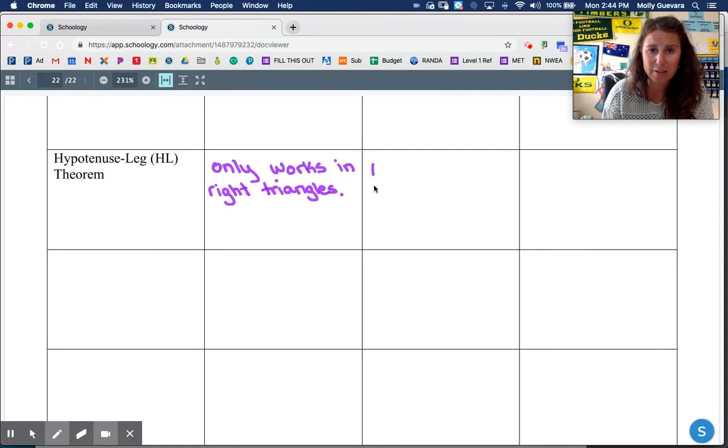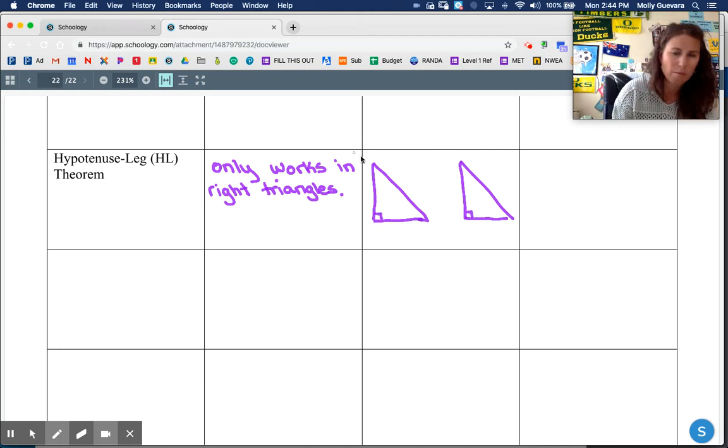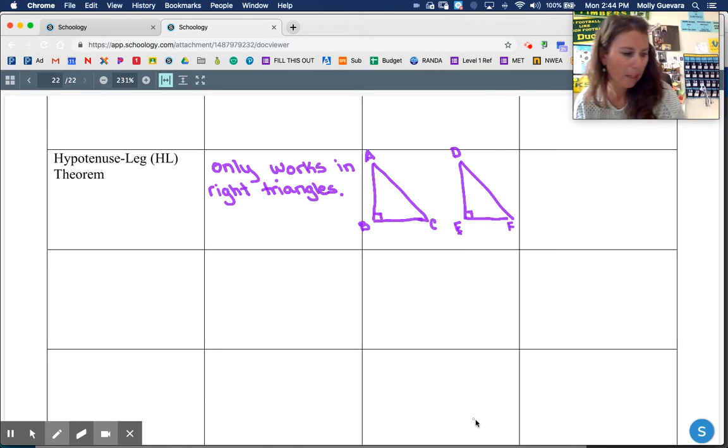So here, if I draw a right triangle and another right triangle, I'm just going to label this A, B, and C, and then D, E, and F. My pen's real jumpy today. Okay.